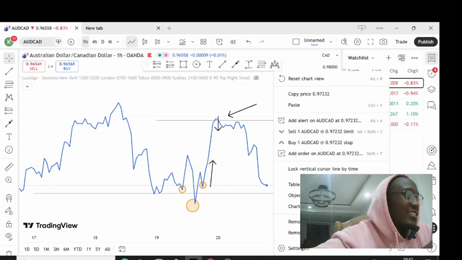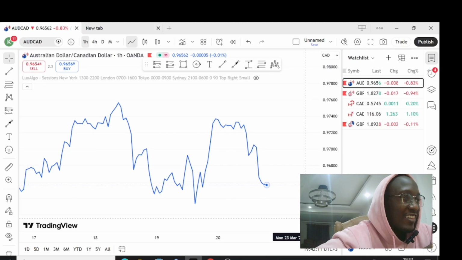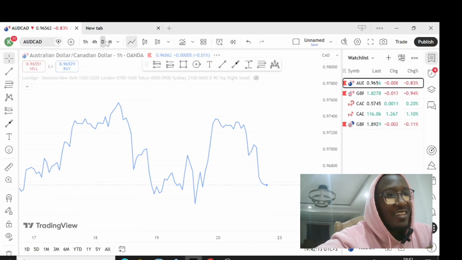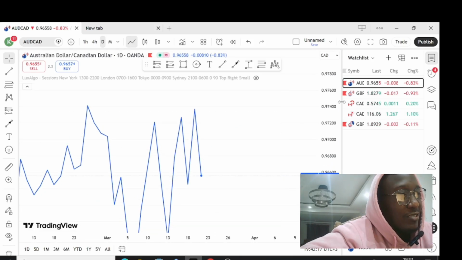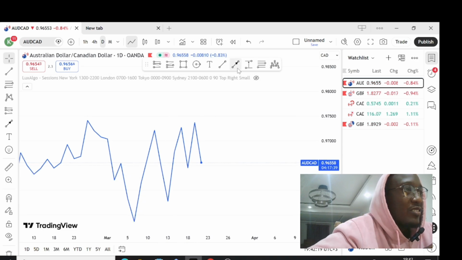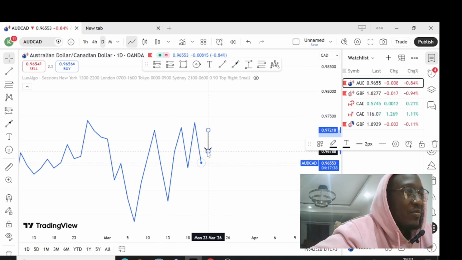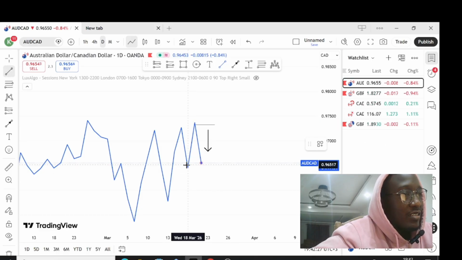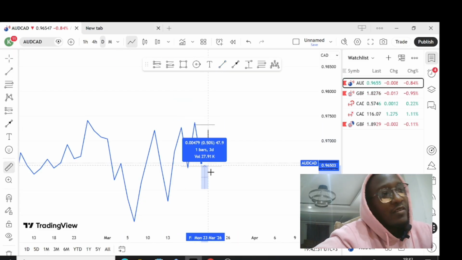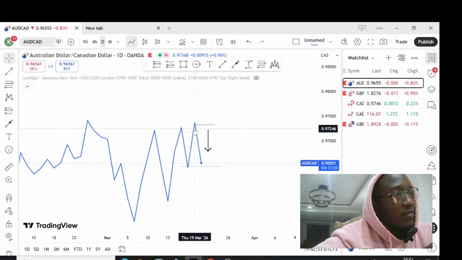Okay, let's review the entire thing. The chart was already inverted scale, because I had already taken the trade. So in this case, the market was going downwards. The market was here, somewhere over here, and the target of this market is maybe somewhere over there. From here to there, the market was going downwards.